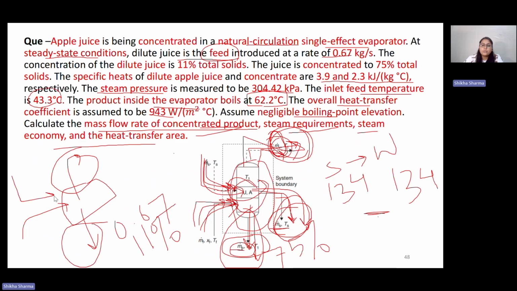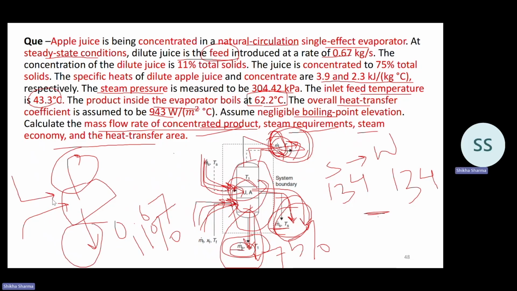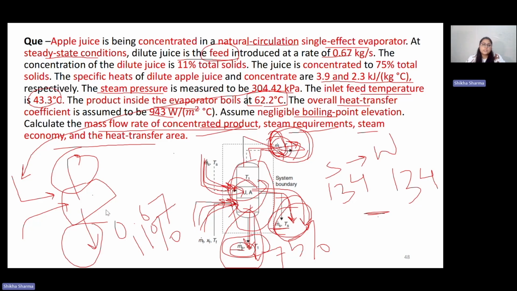Whereas the steam is at a temperature of 134 degrees Celsius. How do we know this from the pressure? Because at this steam pressure of 304.42 kilopascal, the temperature is 134 degrees Celsius, as calculated from the steam table. This steam will basically give its latent energy to make the product concentrate, and the liquid that comes out of this steam will be at 134 degrees Celsius.